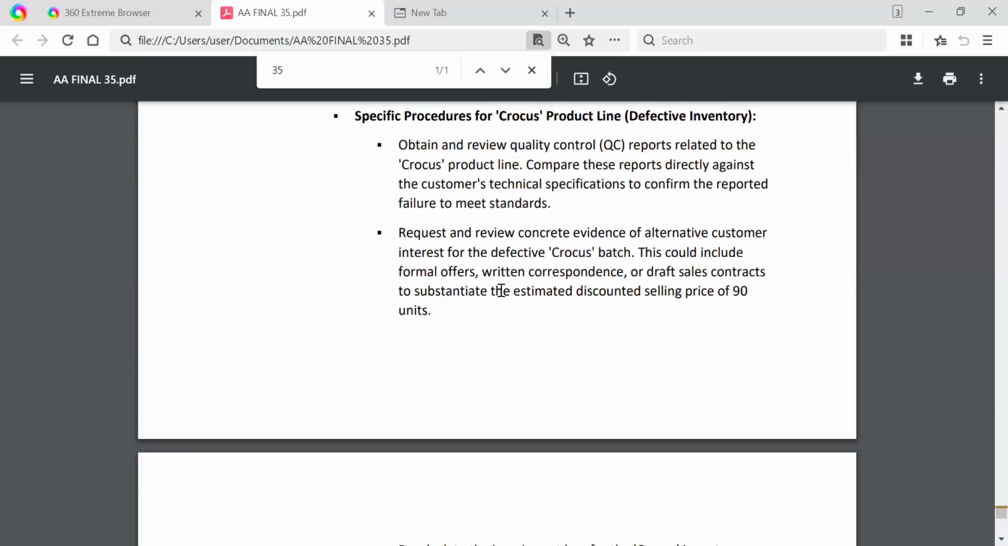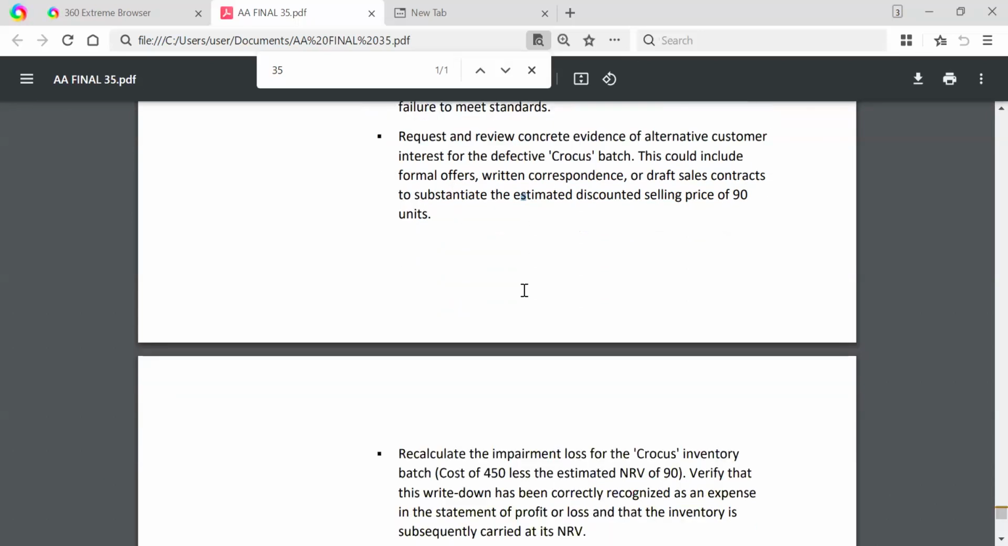All right. So specific procedures for Crocus, that particular product line that was defective. Obtain and review quality control reports related to the Crocus product line. Compare these reports directly against the customer's technical specifications to confirm the reported failure to meet standards. Request and review concrete evidence of alternative customer interest for the defective Crocus batch. This could include formal offers, written correspondences, or draft sales contracts to substantiate estimated selling prices of 90 per unit.